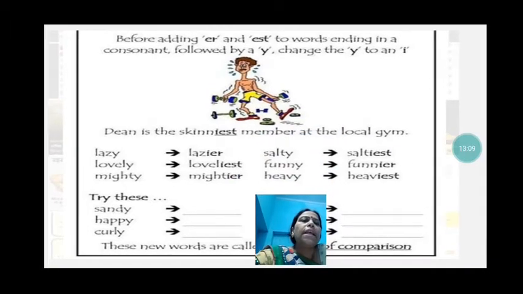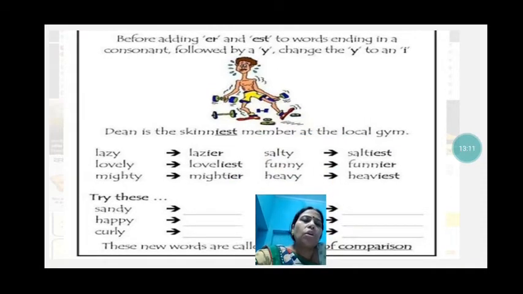Before adding ER and EST to words ending in a consonant followed by a Y, change the Y to an I. Like lazy. What will you do? Remove Y and add IER. Lazier, salty, saltiest, lovely, loveliest. Remove Y, add either IER or IEST. Funny, funnier. Remove Y and then add IER. Mighty, remove Y and add IER. Mightier, heavy, remove Y and add IEST.